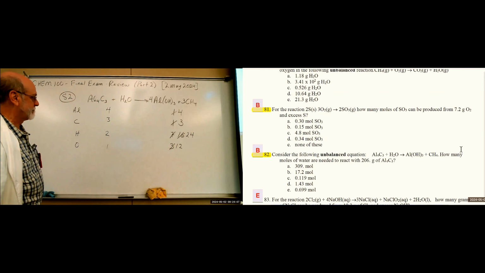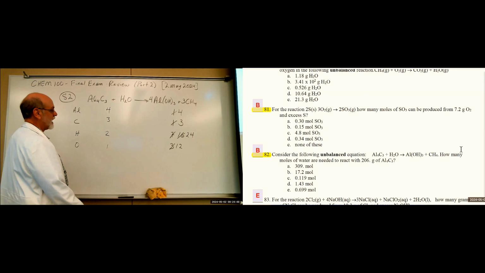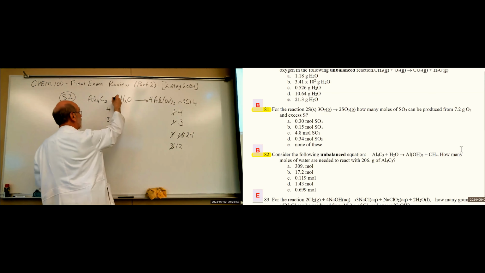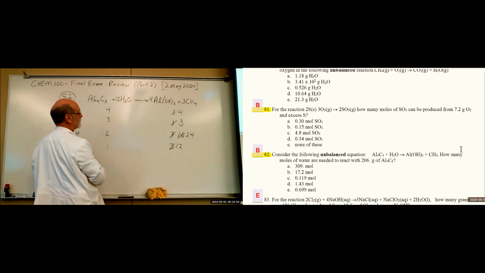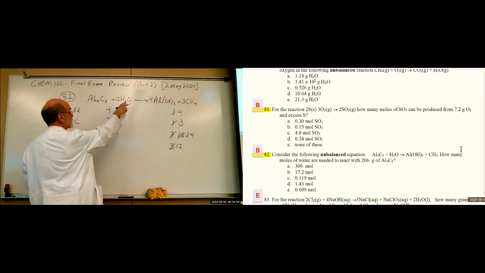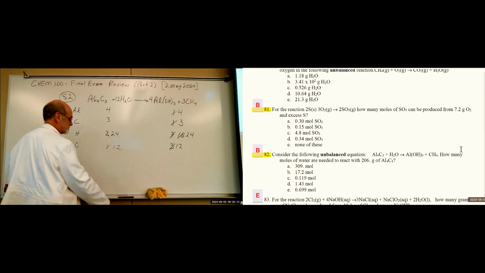Okay. Now, if we need 24 hydrogens over here, the coefficient should be 12, correct? Right. That would be 24 hydrogens. That also changes the number of oxygens. And we're balanced. So now that the equation is balanced, we can move ahead with answering the rest of the question.